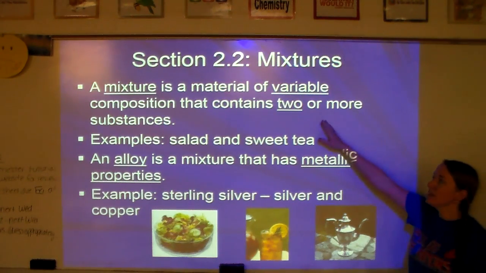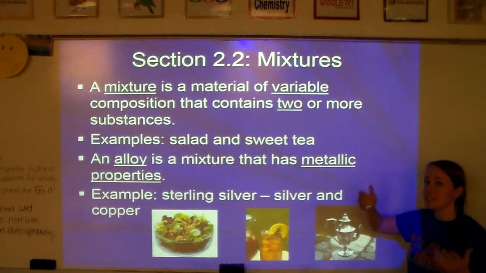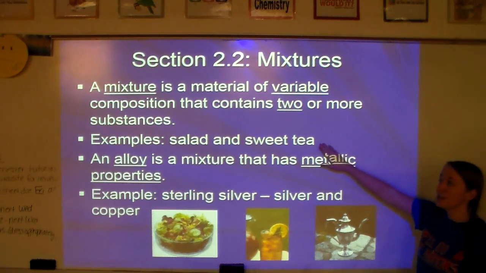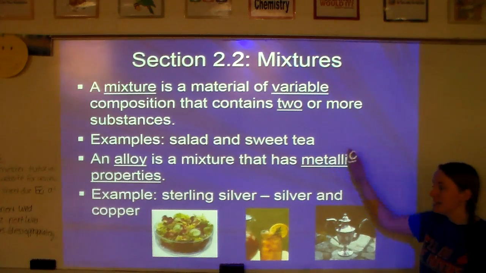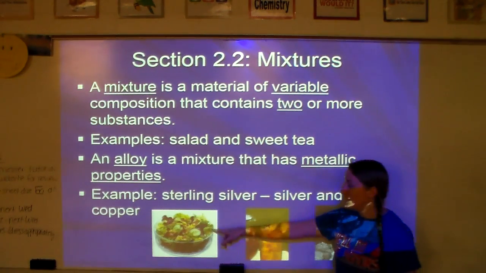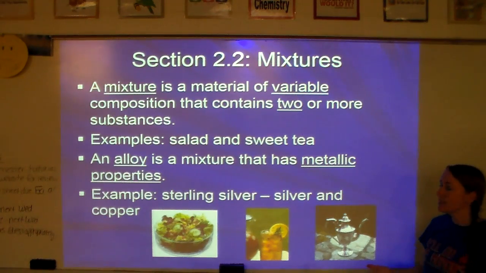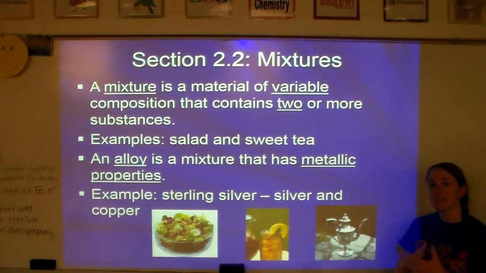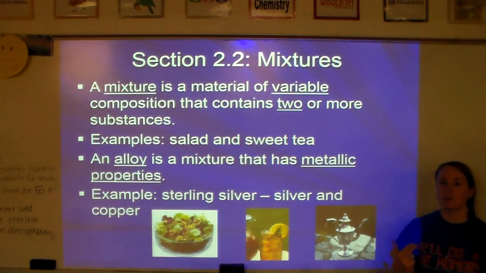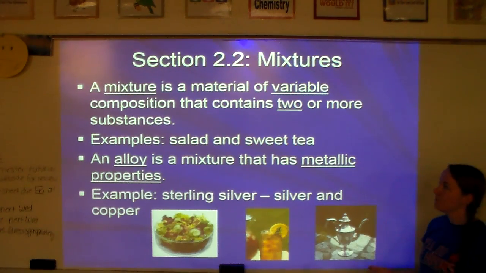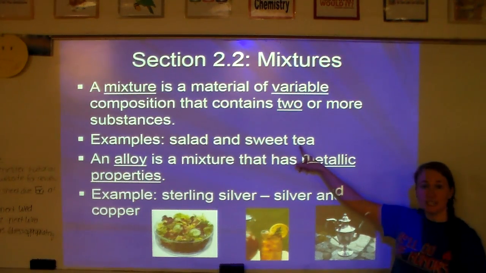So in other words, if you can think of things that had to be mixed together, that would be an example of a mixture. So things like salad and sweet tea. In salad, what is it made of? Well, it has lettuce, it has croutons, salad dressing, it has vegetables in it. All those kinds of things are mixed together to make the mixture. So it's not the same throughout. I could get a forkful and I might have a crouton on there, I might not. It's different throughout.